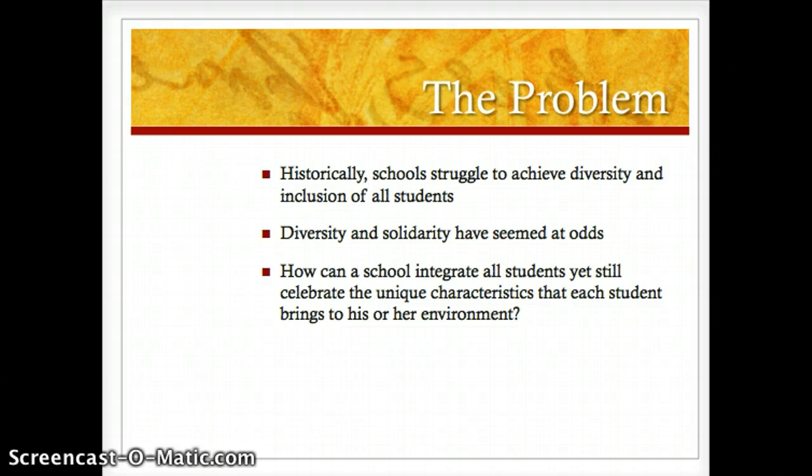The authors in this article discussed how schools in the United States over time have struggled to achieve diversity and inclusion of all students. They presented how diversity and solidarity have seemed to be at odds, present and observed among the different systems of schools in this country. So the problem being posed is how schools can integrate all of their students and yet celebrate each pupil's unique characteristics that he or she brings to the environment.